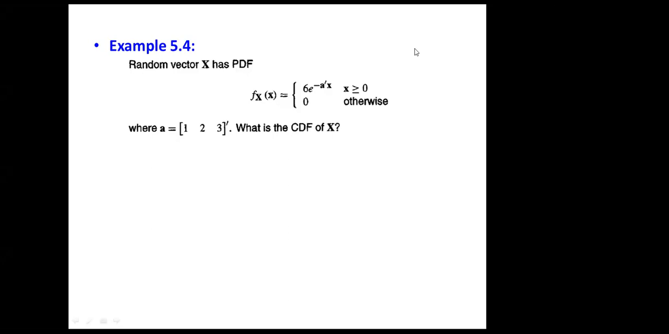Look at this. If there is a random vector X that has a PDF like this, how do we solve it?